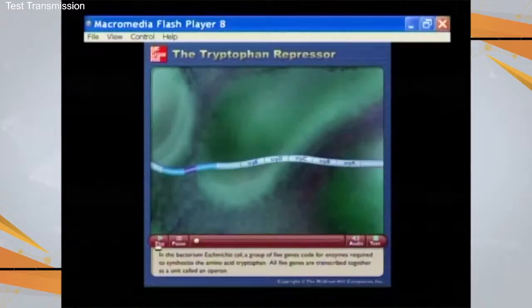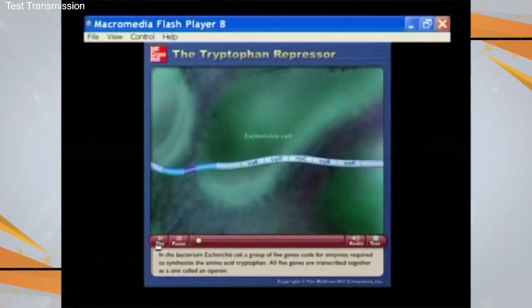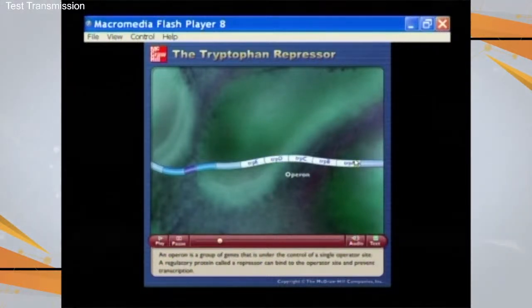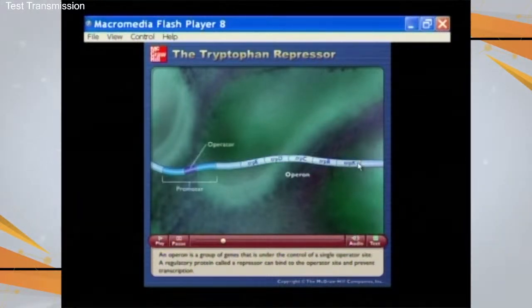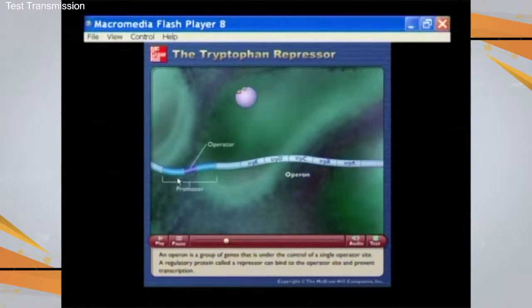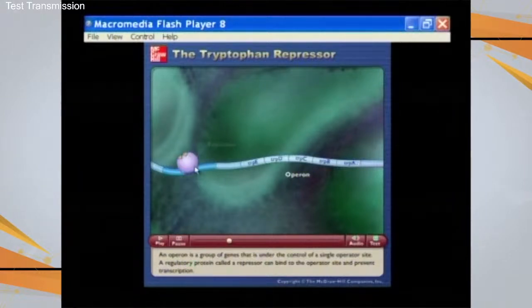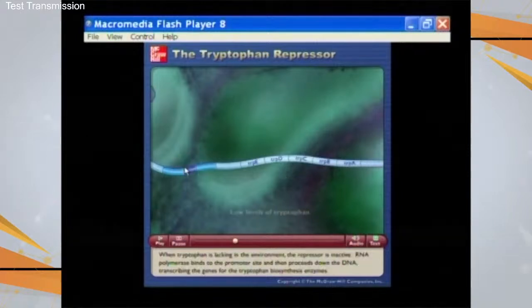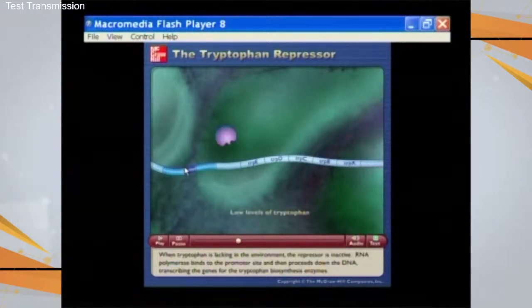In the bacterium E. coli, a group of genes code for enzymes required to synthesize the amino acid tryptophan. All 5 genes are transcribed together, so they make a group called an operon. So these are the genes which are controlling the synthesis of the amino acid tryptophan. This is the area of the promoter, this is the operator, and this is the repressor protein which is going to repress or block.